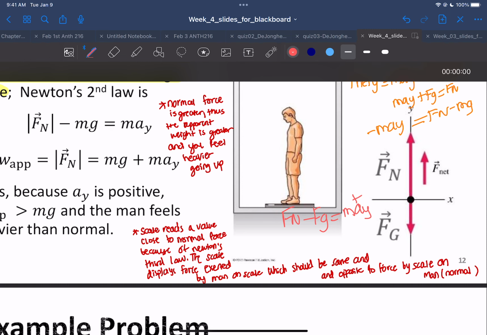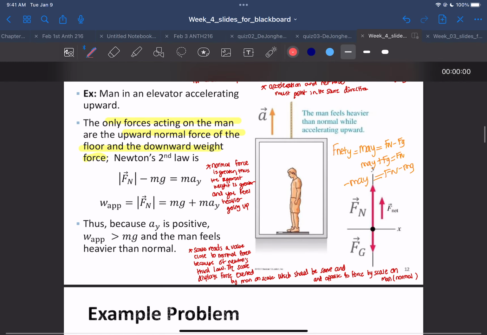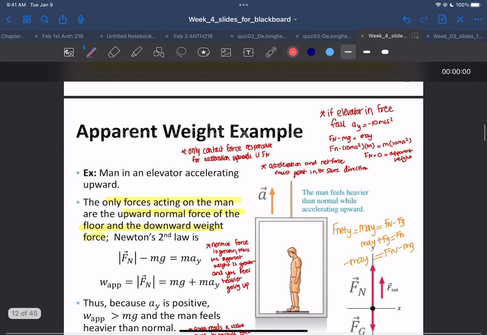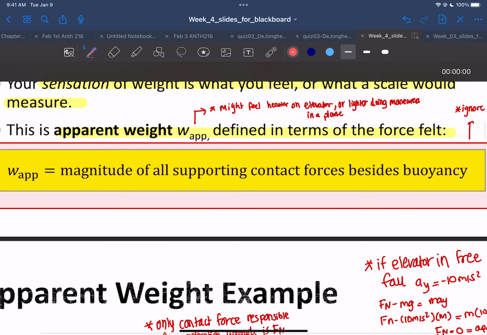Positive here. And so in which case Fn is equal to MAY plus FG. And in that case, your normal force has to be greater. And so your normal force, in this case, we define to be your apparent weight. It's apparently what you're feeling. It's the sum of the contact forces, and the only contact force here is the normal force.